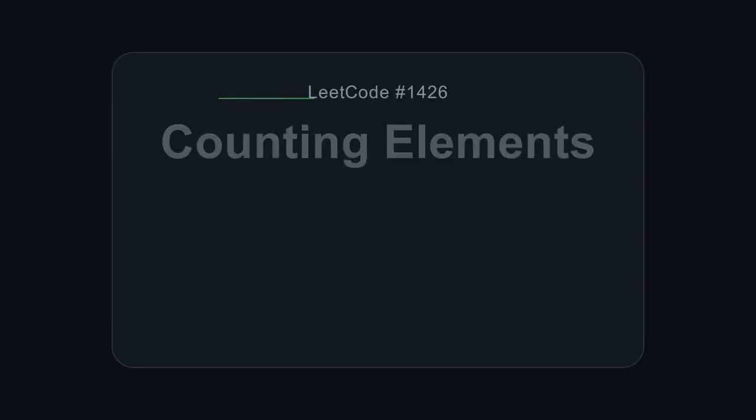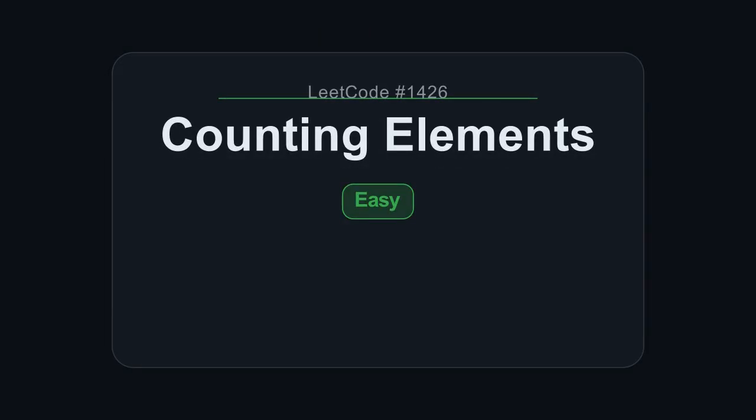You'll spot this pattern when you need to frequently check for the existence of specific values or their derivatives within a collection. If your brute force involves repeated linear searches, consider if a hash-based structure can provide average constant time lookups to optimize.